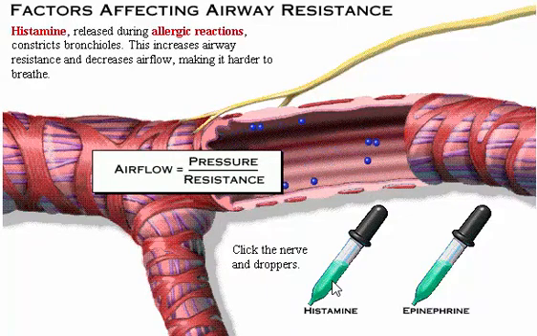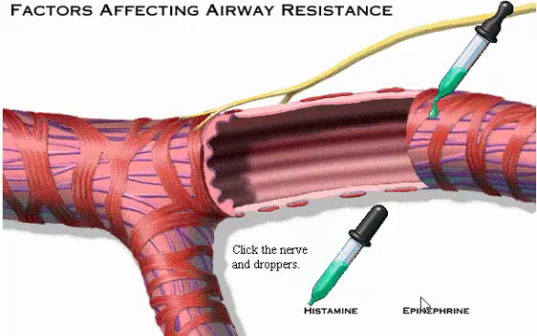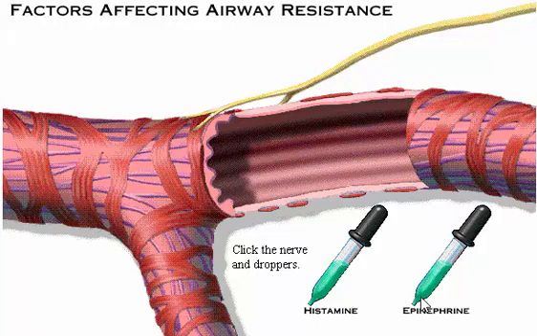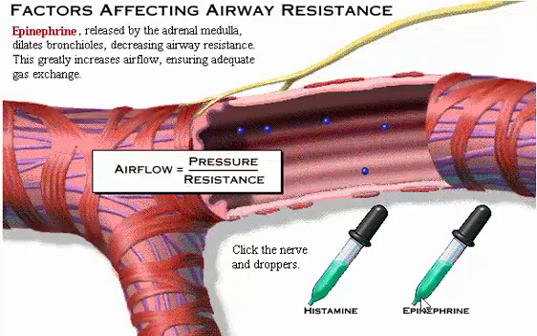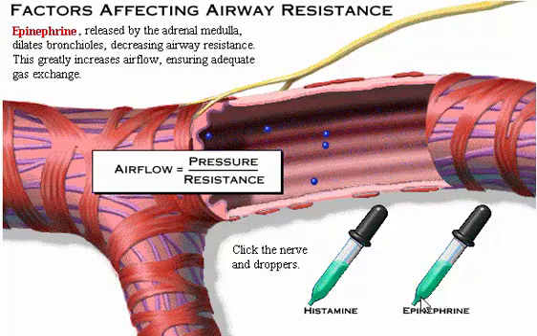Histamine, released during allergic reactions, constricts bronchioles. This increases airway resistance and decreases airflow, making it harder to breathe. Epinephrine, released by the adrenal medulla during exercise or stress, dilates bronchioles, thereby decreasing airway resistance. This greatly increases airflow, ensuring adequate gas exchange.